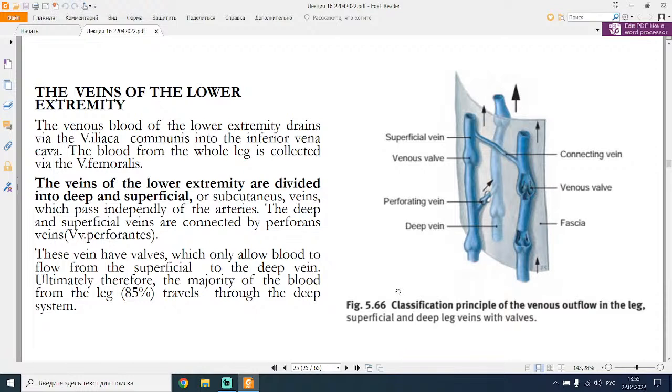the arteries. The deep and superficial veins are connected by perforans vein. What you see, perforans vein. This vein has valves which only allow blood to flow from the superficial to deep vein. This is superficial vein, this is deep vein.